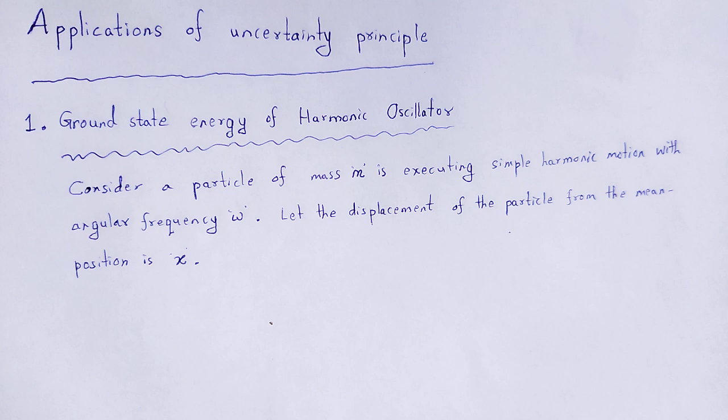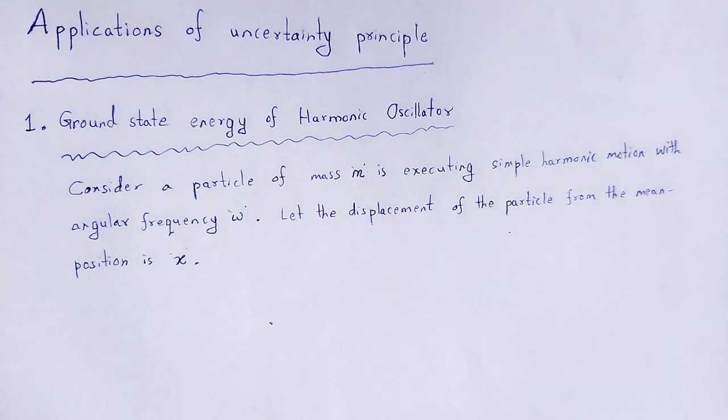In this video, we are going to discuss applications of uncertainty principle. Three applications: 1. Ground state energy of harmonic oscillator. 2. Ground state energy of hydrogen atom. 3. Non-existence of electrons inside nucleus. Let's begin.